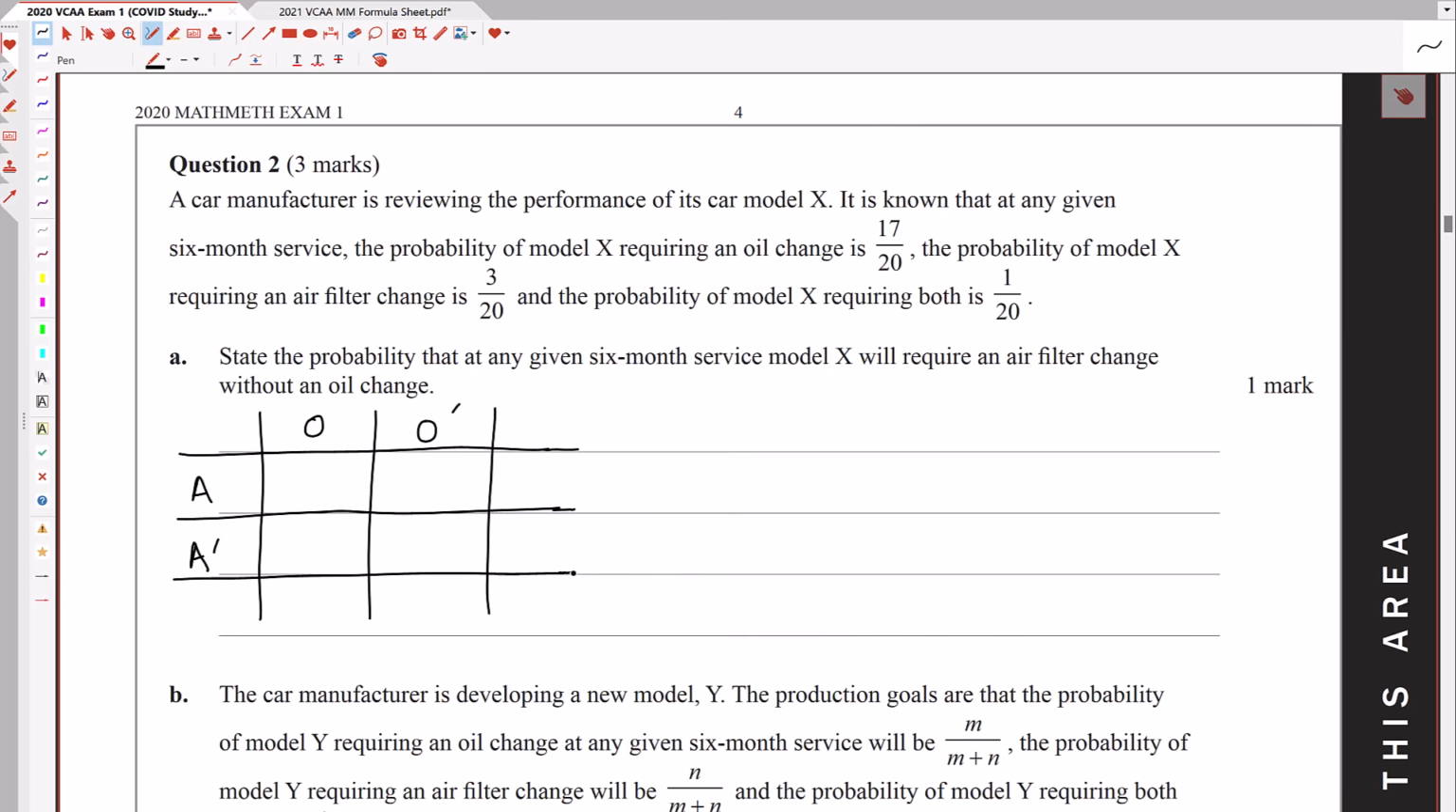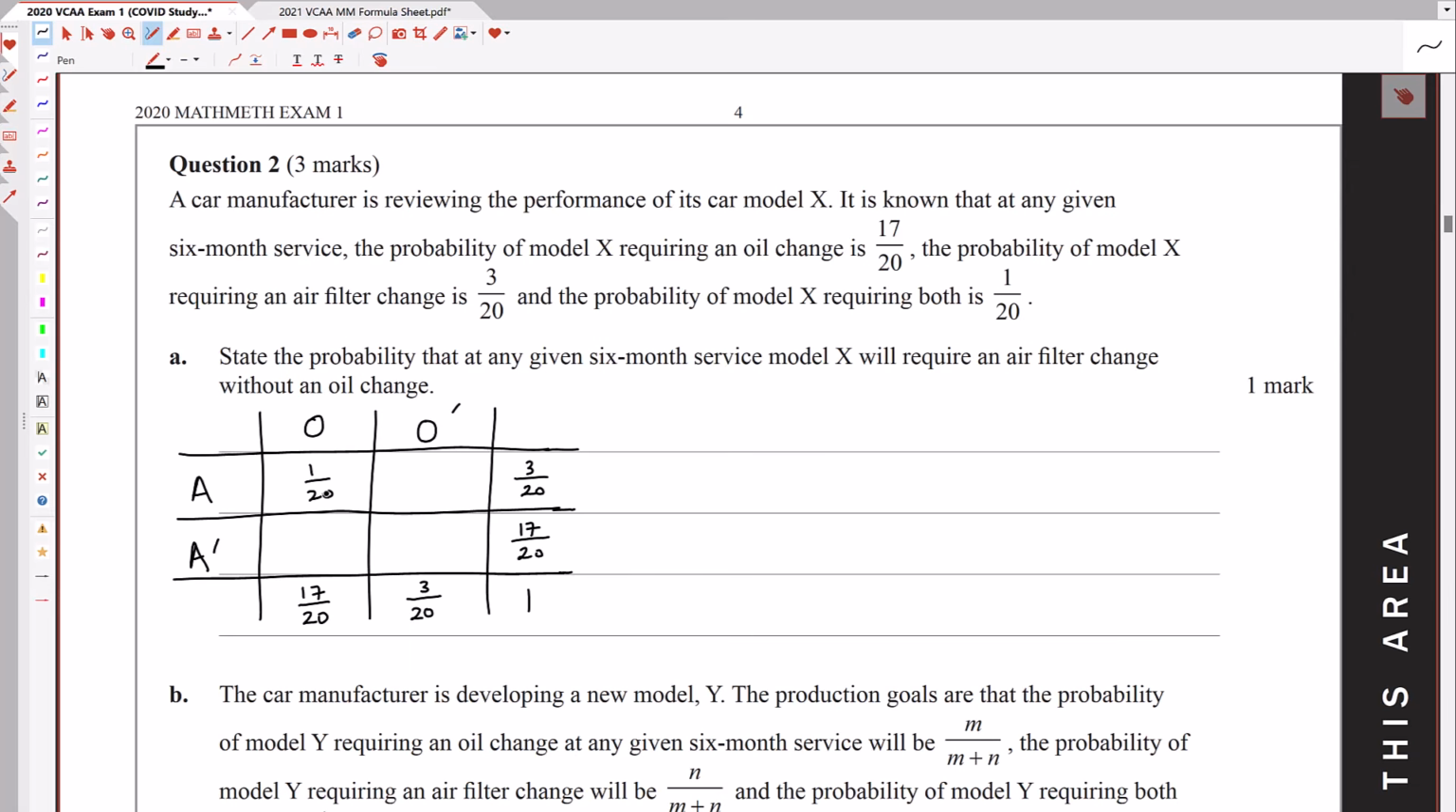So we can put probabilities in the table, which would mean that the whole table adds to 1. So if we did that, the probability of model X requiring an oil change is 17 on 20, which means the probability of no oil change is 3 on 20. Okay. And the probability of model X requiring an air filter change is 3 on 20, which means no air filter change is 17 on 20. And the probability of model X requiring both is 1 on 20. And then we can fill in the rest of the table.